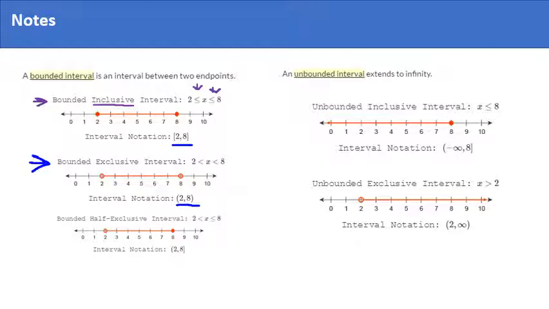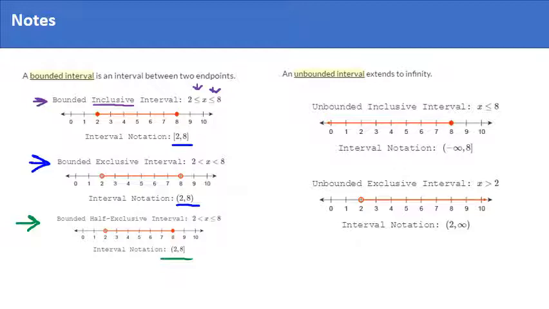Now you can have a bounded half-exclusive interval, going from 2 to 8, where it does not include the 2, but it does include the 8. So when you write your interval notation, you put a parentheses on the 2, bracket on the 8.